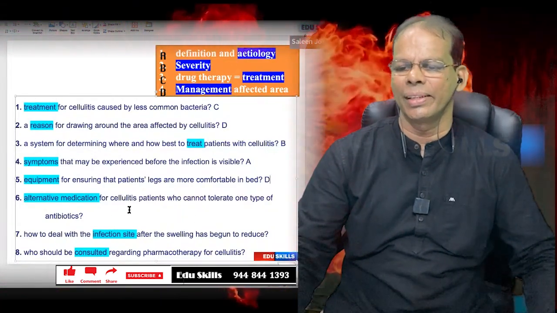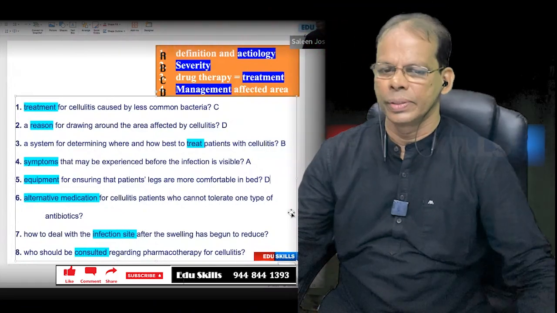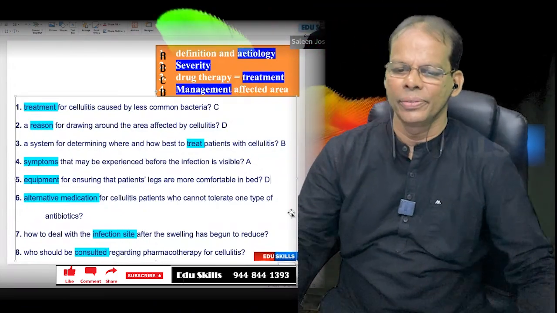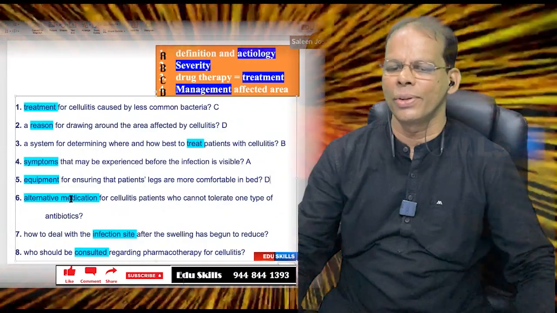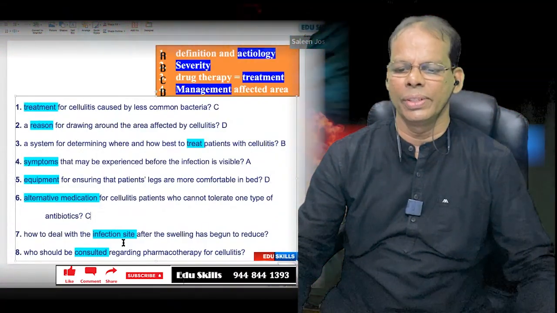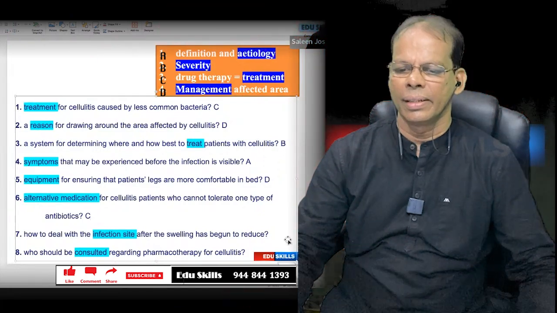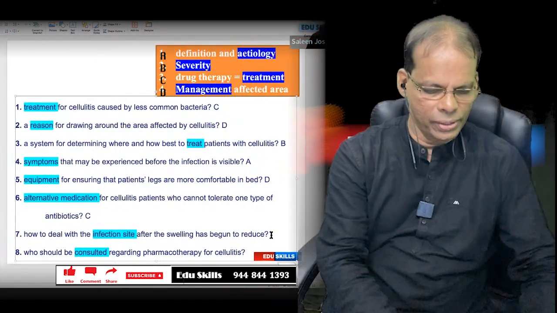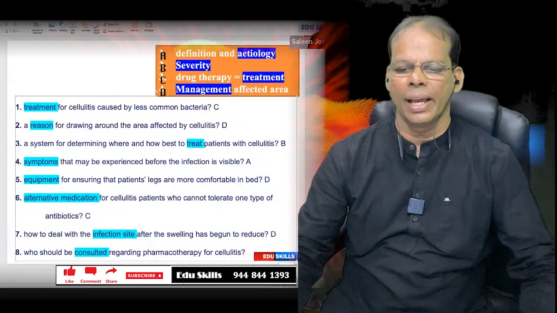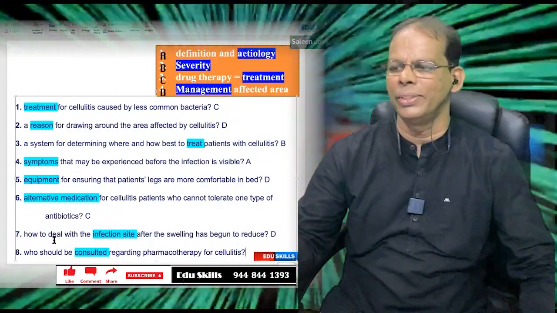Alternative medication for cellulitis patients who cannot tolerate one type of antibiotics. C. Therapy. Medication is there, right? So it must be C. Then how to deal with the infection site after the swelling has begun to reduce? Management. Yes. D. See, how to deal itself is a synonymous expression of management.